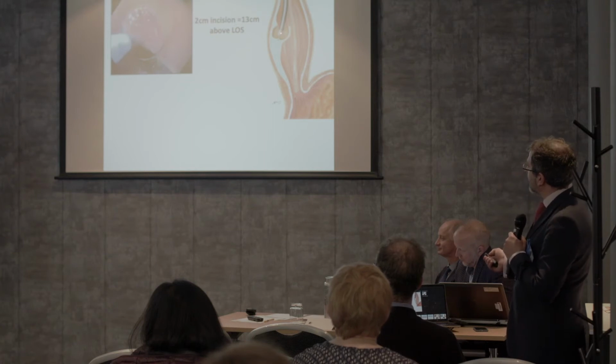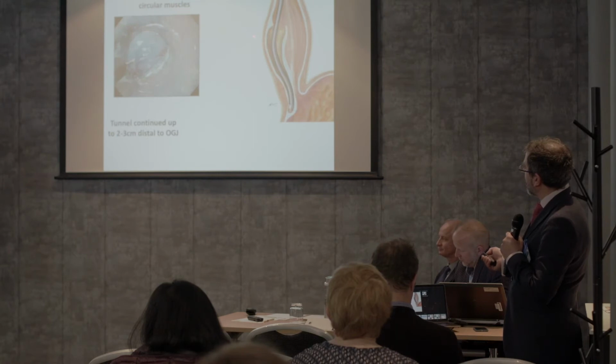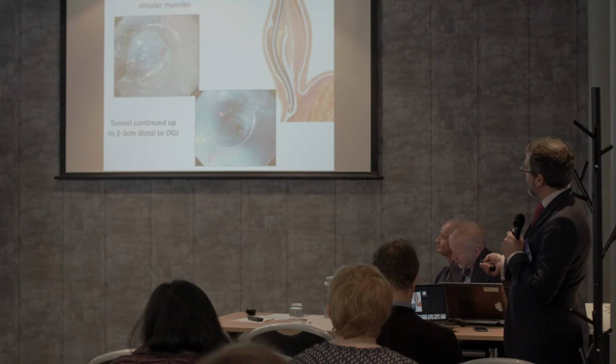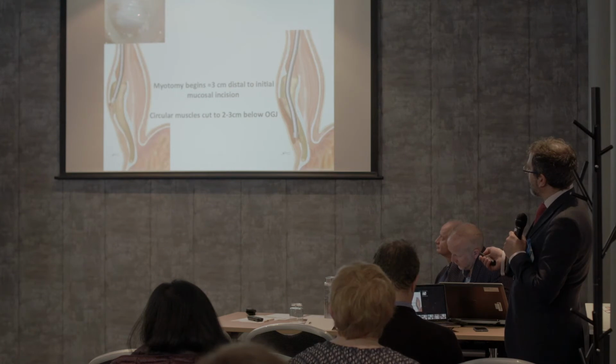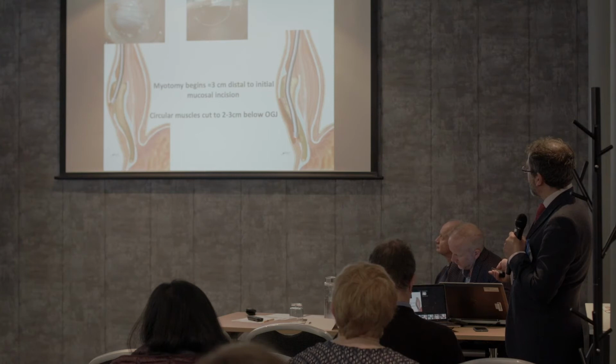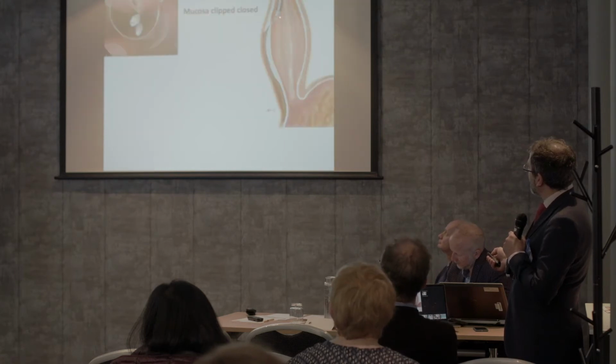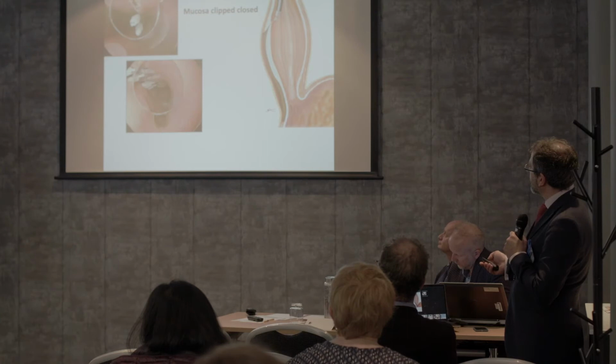Create a small incision about 13 centimeters above the lower esophageal sphincter. This is the incision. Create a tunnel that goes all the way down beyond the gastroesophageal junction. You have the mucosa on one side, the muscle on the other, and you can see the muscle there. And we start to cut the muscle all the way down, down, down, beyond the GOJ. This is the muscle all cut. This is the mucosa here, which you were trying to avoid. And then we close the hole with clips. And voila.